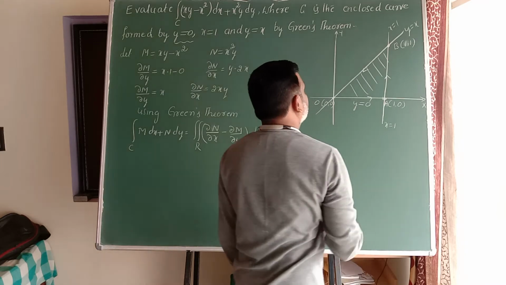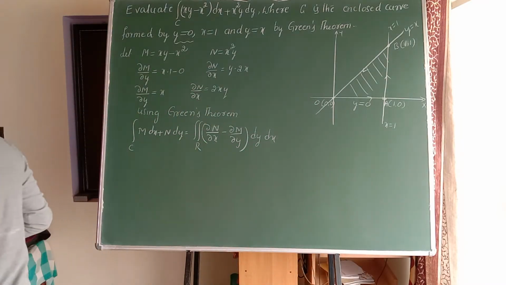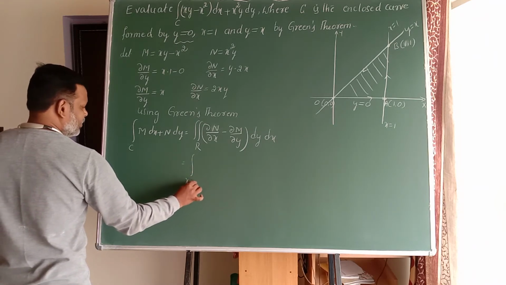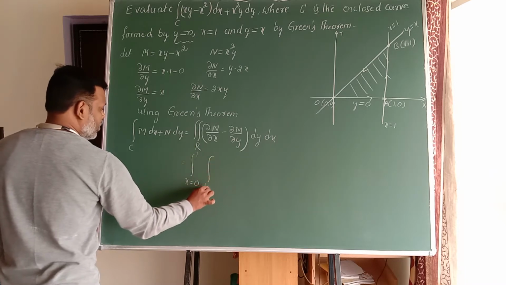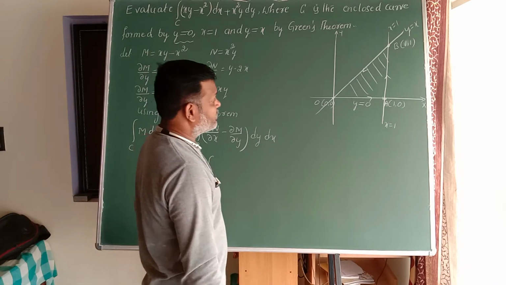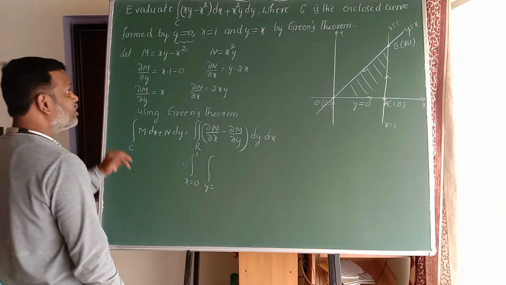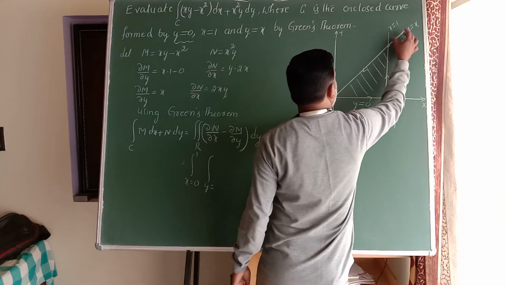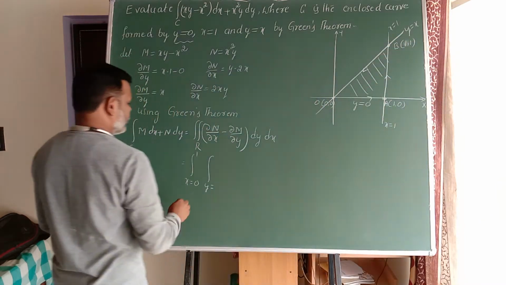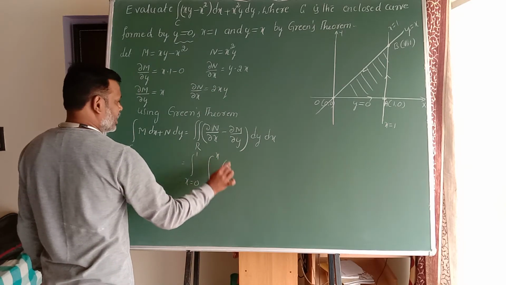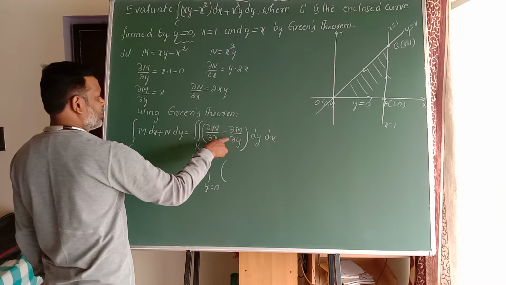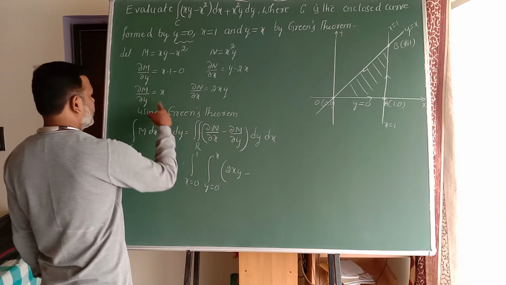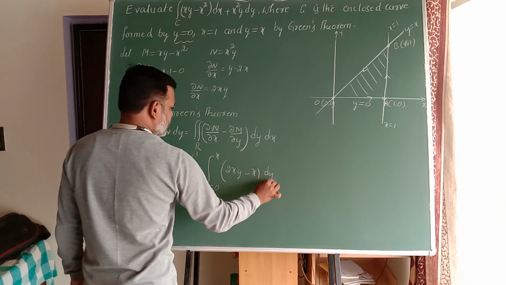Now, what to do here? We have to take the points of intersection. First, with respect to the x-axis, x varies from 0 to 1, and y varies from where to where? y varies from 0 to x. Here the value of y is 0, and here the value of y is x at the intersection. Therefore, y is 0 to x. Now write dou N by dou x minus dou M by dou y: dou N by dou x is 2xy, minus dou M by dou y which is x, into dy dx.